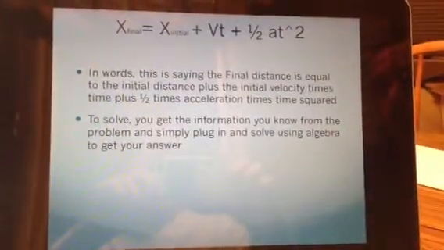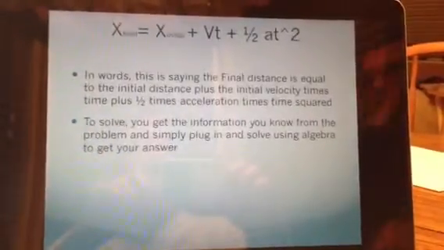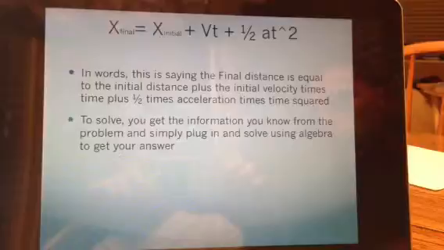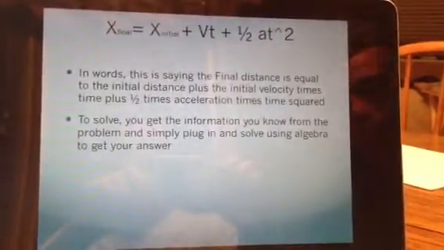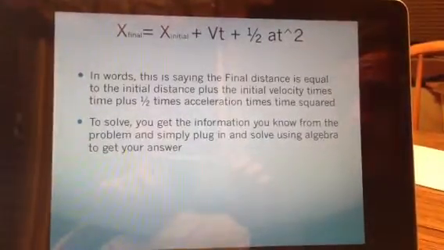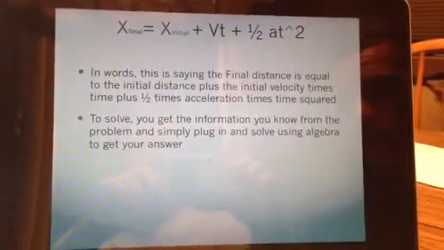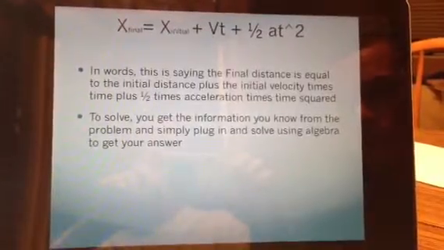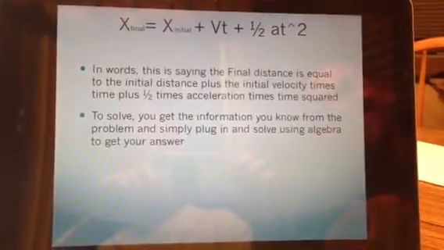Alright, so x final equals x initial plus vt plus 1/2 at squared. In a little bit more depth, the final distance is equal to the initial distance plus the initial velocity times t plus 1/2 at squared. And then to solve this, you just get the information, plug in, and use simple algebra. Alright, next slide.